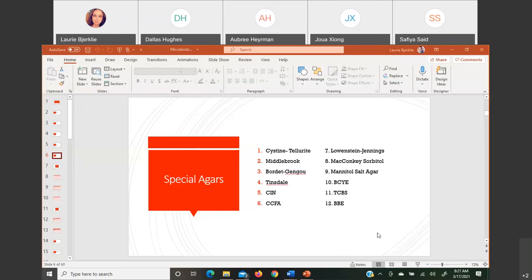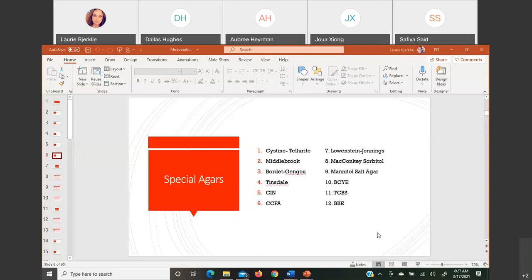Number 7, Lowenstein-Jensen. Yes, so that is mycobacteria as well. That one people remember better. So Middlebrook and Lowenstein-Jensen are both used for mycobacteria.